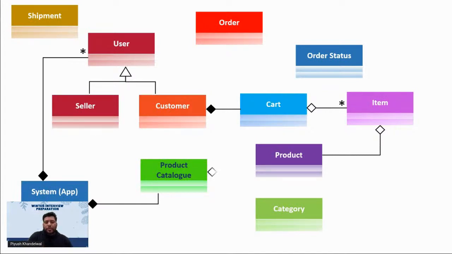Then, if I talk about product catalog, it consists of many products, right? ठीक? Then we have product catalog consists of many categories as well. तो product catalog में क्या आता है? Different categories, list of categories and list of products I have, right? Then every product has a category.